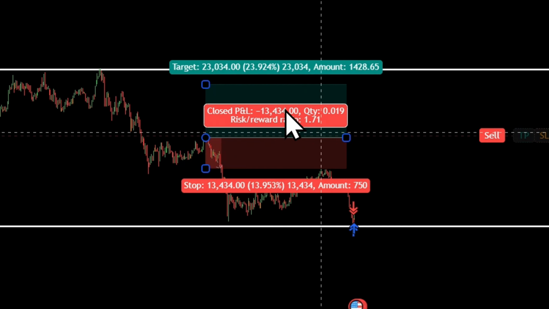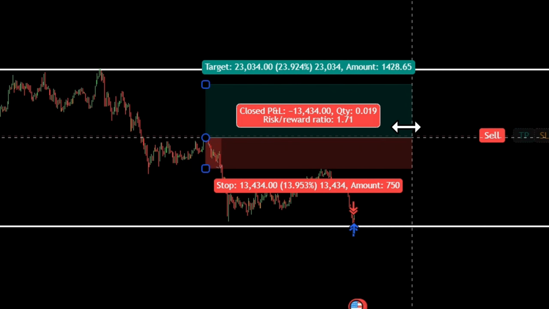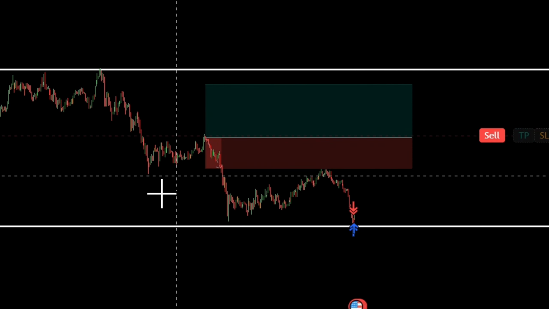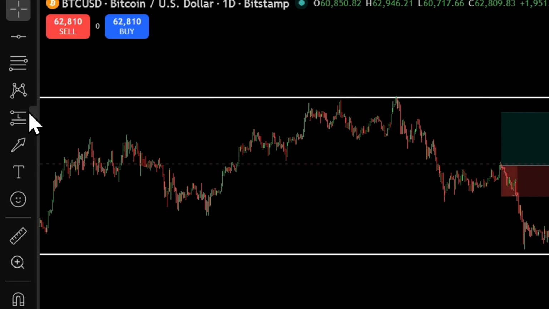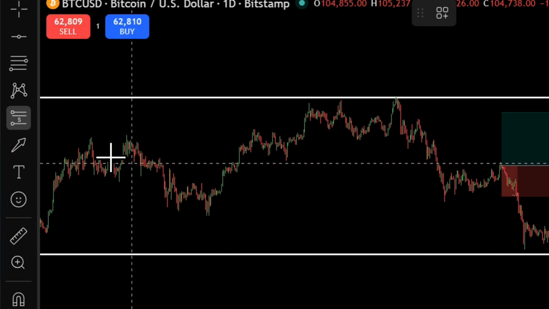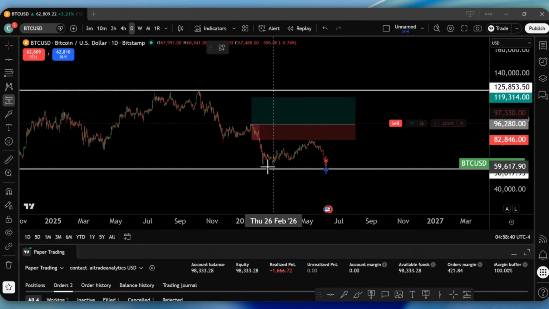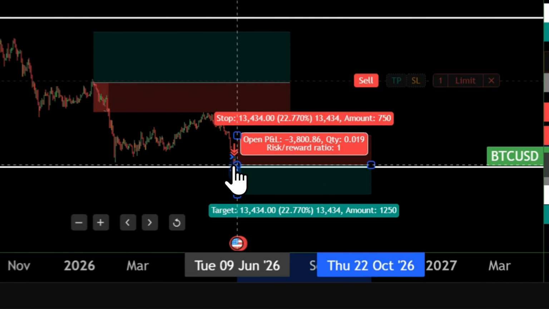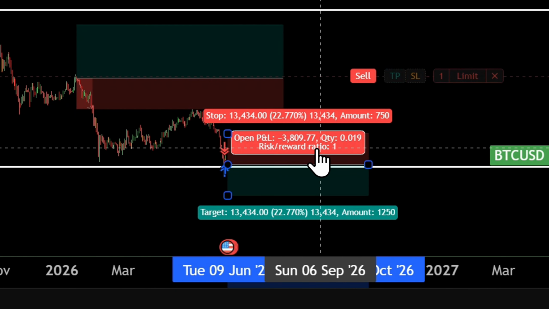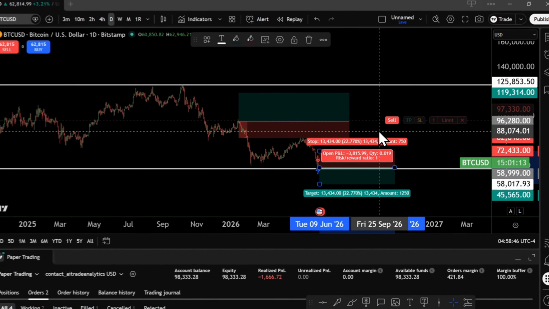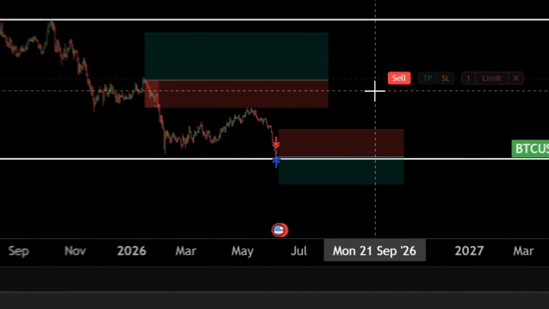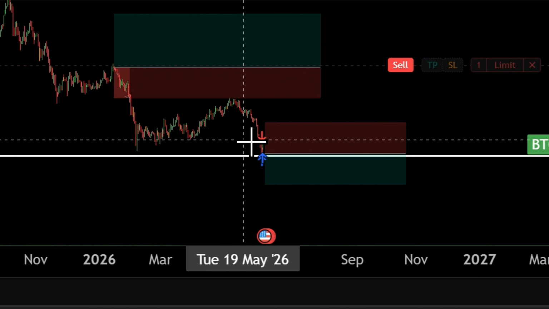Now let's place our first paper trade. Open the order panel. You'll see several order types available. Let's start with the easiest one: a market order. A market order executes immediately at the current available price. If you click buy, the position opens instantly. This is useful when you want immediate execution.